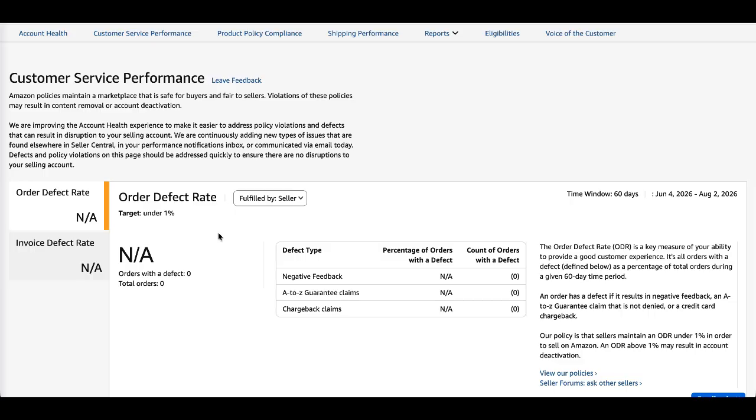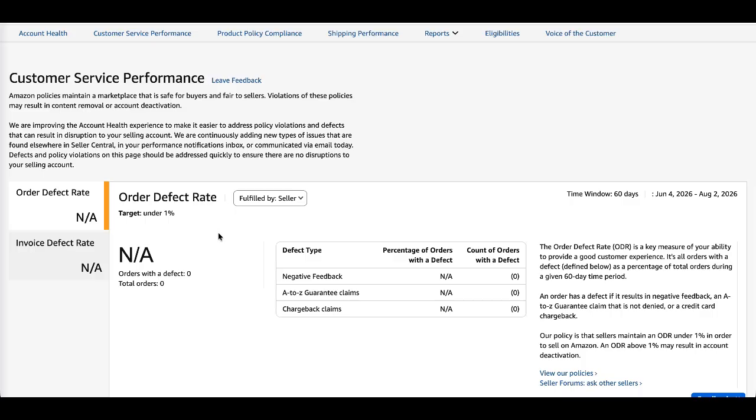Now, chargeback claim. A chargeback claim is similar to an A to Z claim, but the only difference is the customer has now reached the bank rather than Amazon. So the customer will tell the bank that I have not made this payment or I have not got the item. So this is a chargeback situation: give me my money back.